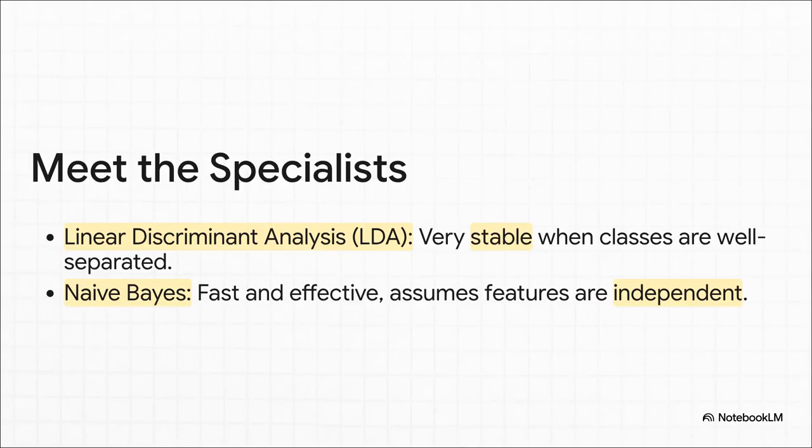So, let's meet a couple of these key specialists. You've got LDA, which is a generative model that's really stable and solid, especially when your groups are pretty far apart. But it does make one big assumption, that your data follows a nice, clean bell curve. Then there's Naive Bayes. This one's the speed demon. It's incredibly fast because it makes a naive, and usually wrong, assumption that all your features are totally independent of each other. But here's the crazy part. Even with that assumption, it often works incredibly well.